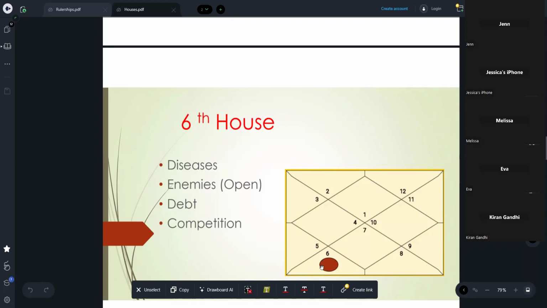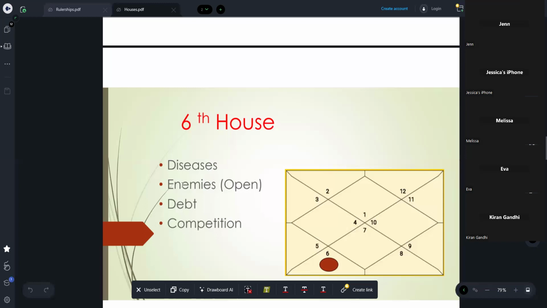The sixth house, on the other hand, will tell me what kind of challenges you'll be facing. Okay, what kind of challenges this person will be facing. Sixth house, I didn't write it here, you can write it down if you want, also shows challenges, right? Diseases are seen from the sixth house.